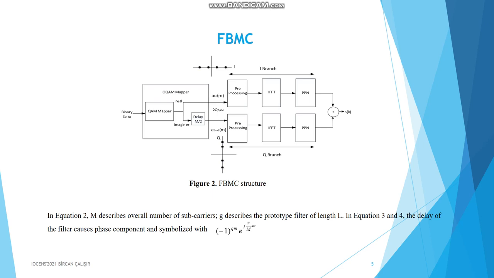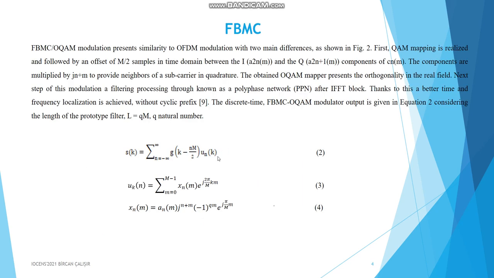Next step of this modulation is a filtering process, known as polyphase network, after the IFFT block. Thanks to this, a better time and frequency localization is achieved without cyclic prefix. The discrete time FBMC offset QAM modulator output is given in equation 2, considering the length of prototype filter L equals QM. Q is a natural number.